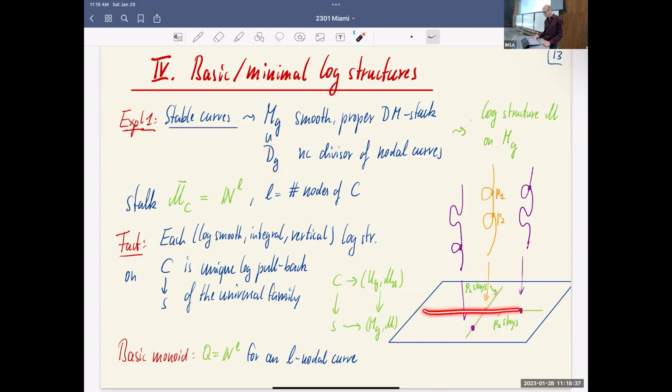So this component would keep that node, but smooth that one. This kind of direction is the smoothing parameter of that node. And conversely, symmetrically, you get the smoothing parameter of the other node. And then there's a fact that suggests what to do in log geometry. Namely, log geometry for this thing is a tautology. You just take the log structure you get for this pair, M_g, D_g. It's a normal crossing divisor. We know it comes with a log structure.